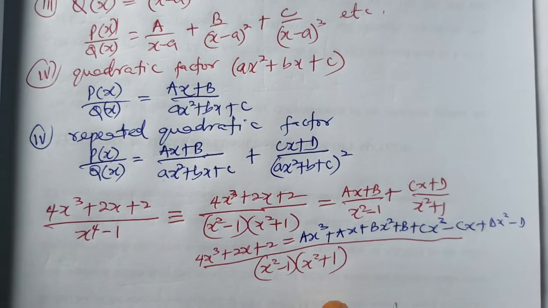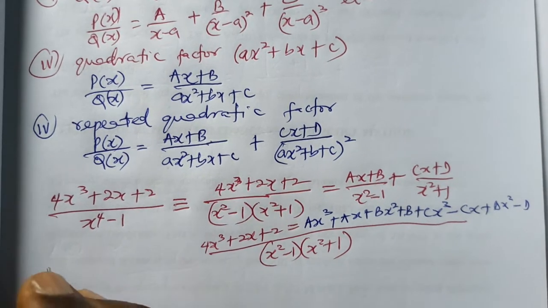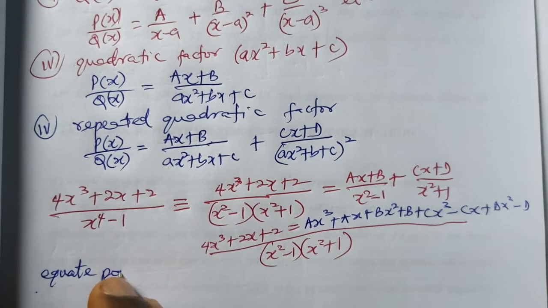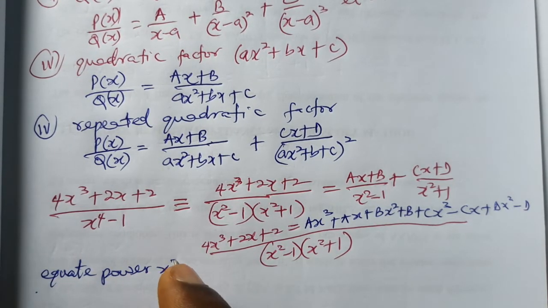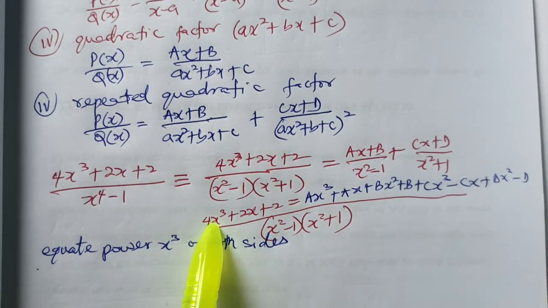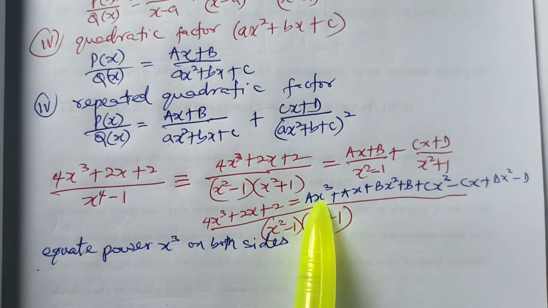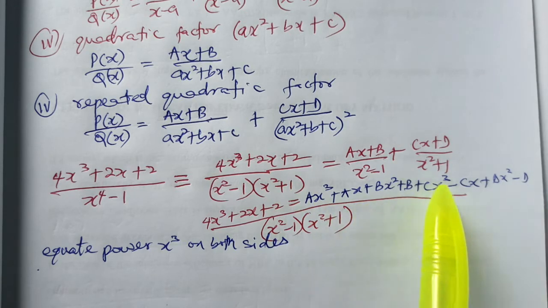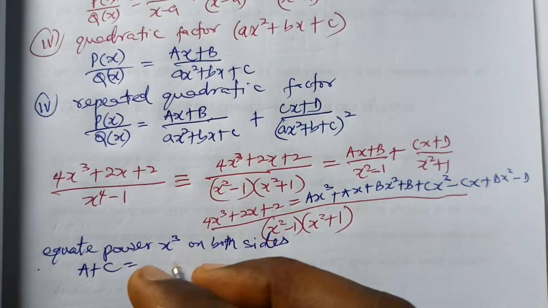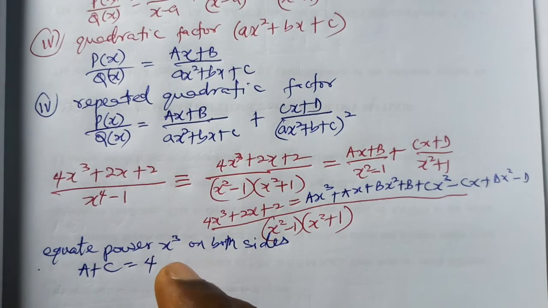So that's what we have. We can now equate powers of x cubed on both sides. If we do that, we have 4 on this side and a plus c on the other side. So we have a plus c is equal to 4, equation 1.